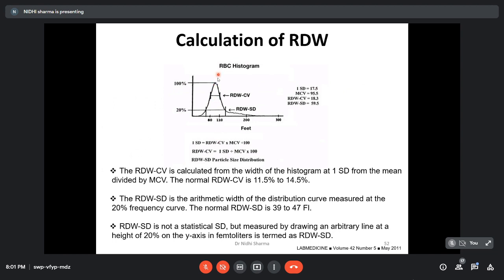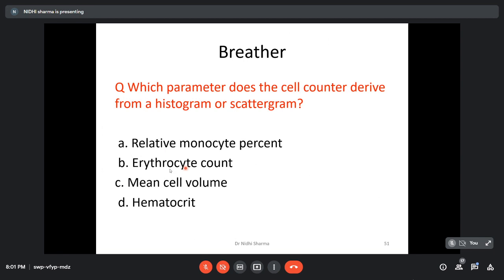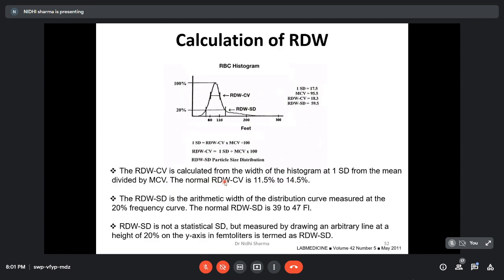So as I said, the mean of the peak of the curve that we use is used to calculate the mean cell volume or the MCV. So the answer to this question would be that the mean cell volume is calculated totally from the RBC histogram. And not only mean cell volume, we have some other calculations which are done from the RBC histograms. The most important of that being RDW or the RBC distribution width. So what this parameter is going to look at is how wide your RBC distribution is.